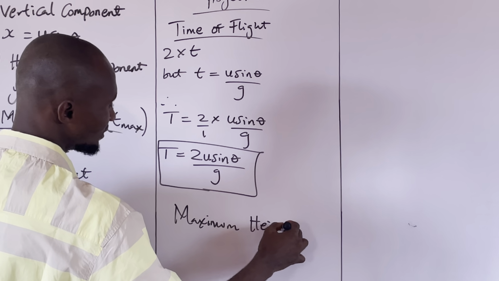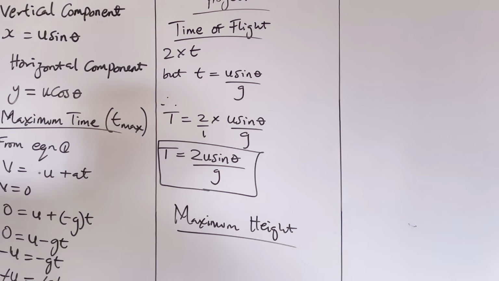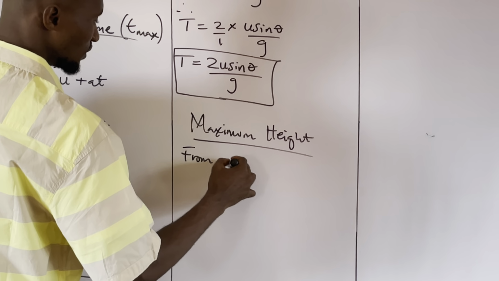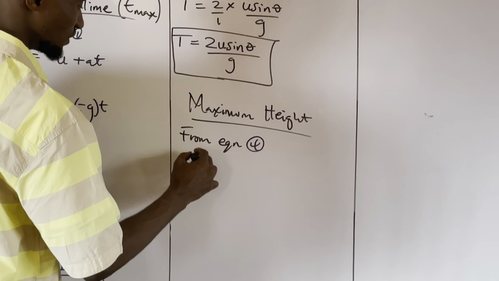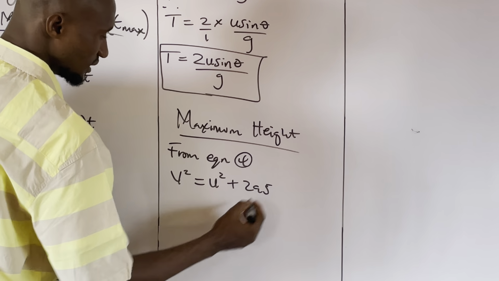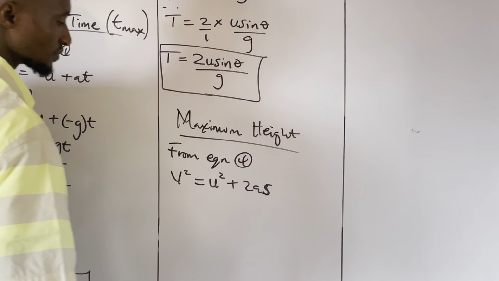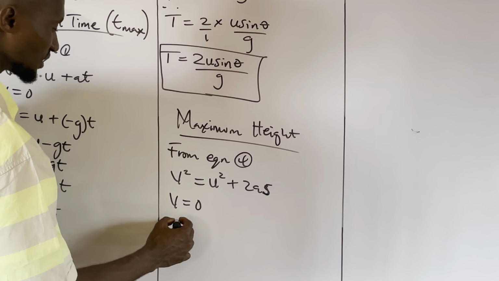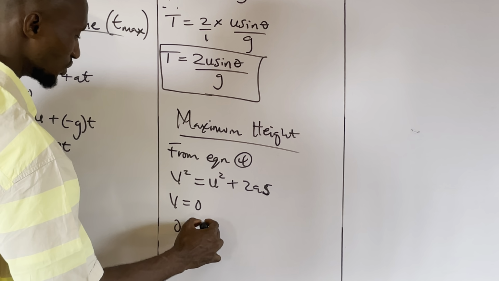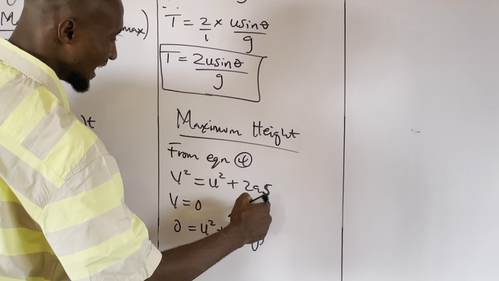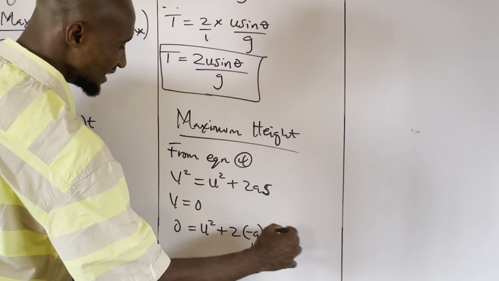Let's find maximum height. To find our maximum height, we use the fourth equation of motion. From equation 4, v squared is equal to u squared plus 2ax. This is x, so not s. Recall that your v is equal to 0. Don't forget that. So 0 is equal to u squared plus 2 times minus g, then the distance, height.